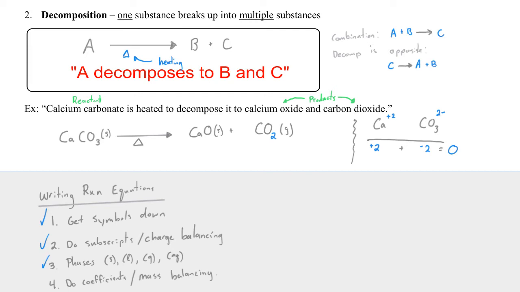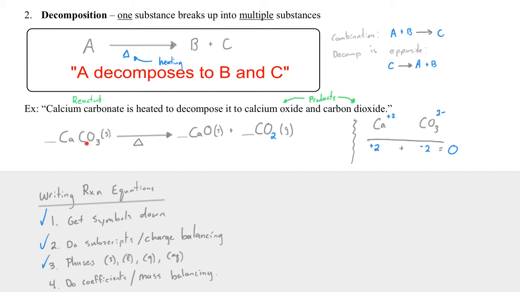Let's go on to step 4, where we're going to do coefficients and mass balancing. So go ahead and pause the video, look at the left-hand side, look at the right-hand side, and make sure all of the elements are balanced by adjusting coefficients. When you unpause the video, we'll go through it together. So first, let's start with calcium. That's our metal, so that's often a good place to look first. We see there's one of the calcium metals on the left, and there's a 1 on the right. So calcium is already balanced.